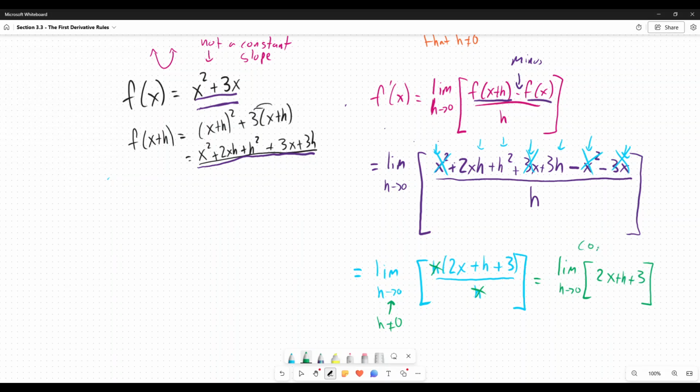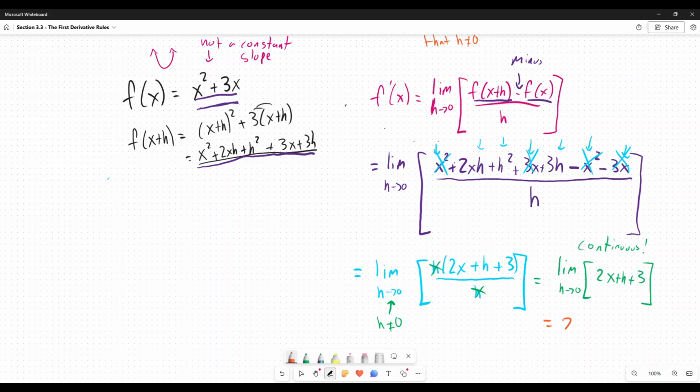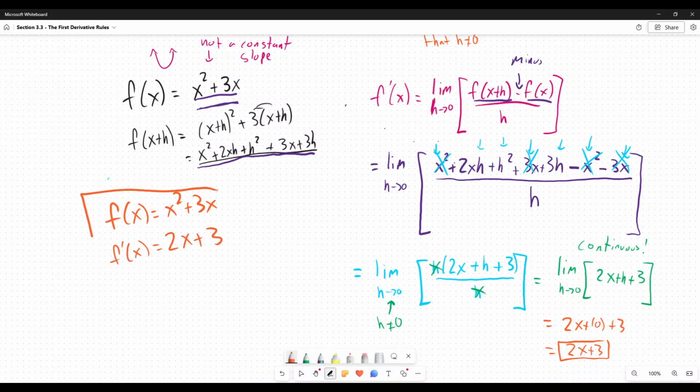Now, once we are here, this is continuous in that I can just plug in directly. Whenever you get rid of the denominator, typically that means that now we're just ready to plug in. So this is 2x plus 0 plus 3, or final answer, 2x plus 3. For f of x equals x squared plus 3x, f prime of x is 2x plus 3. And that is absolutely true.